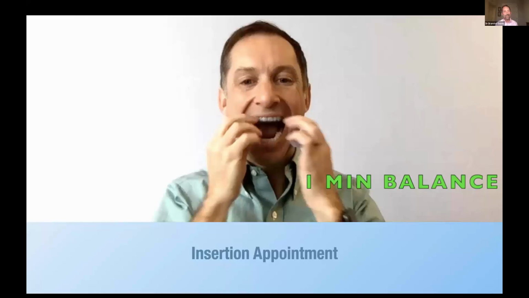But the 1 minute balancing appointment was unheard of if you're talking about centric relation splints. Not night guards. With night guards, people say, yeah, I balance it in a minute all the time. Yeah, but you only probably have 5 teeth touching. You don't care about guidance if that's what your insertion is looking like.